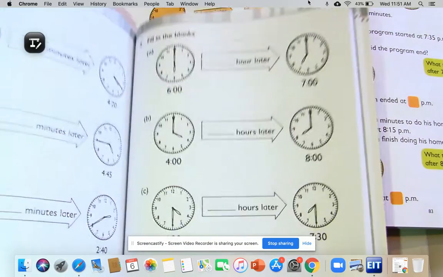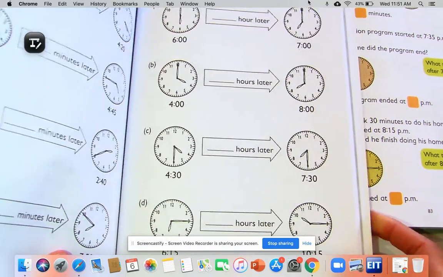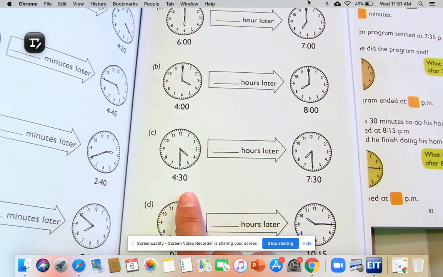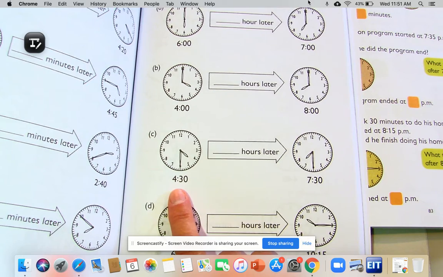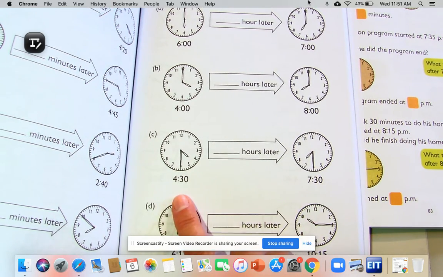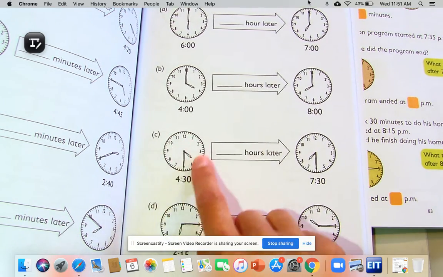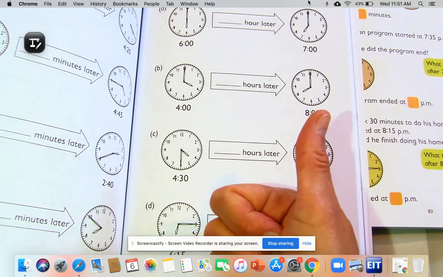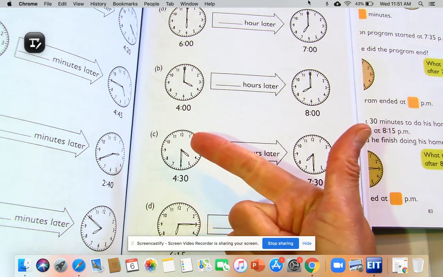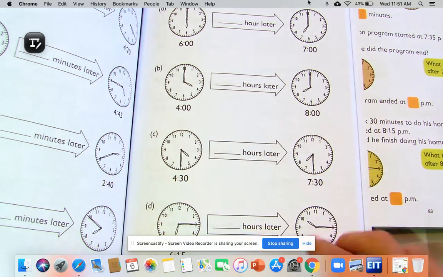All right. Now again, on this page, we have some hours later. So if we're talking about how many hours later it is, for example, this one we start at 4:30 and we end at 7:30, we can keep track by saying, well, here's 4:30. 1 hour later is 5:30. Another hour later, 6:30. Another hour later, 7:30. And then I know it's 3 hours later.